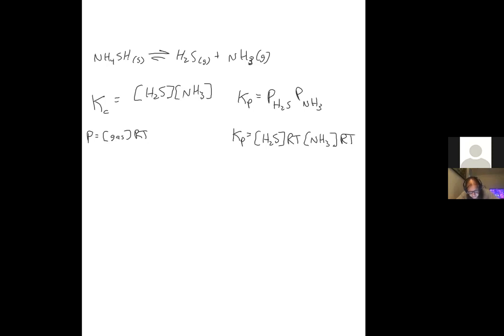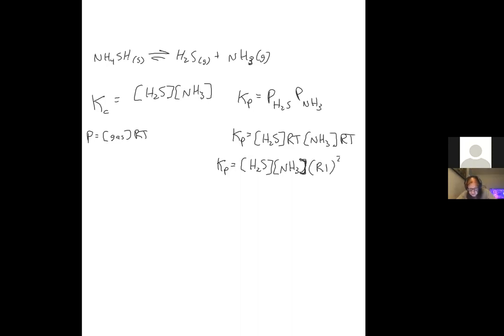So I'm going to collect terms. I'm going to put the H2S first, and then the NH3. And then I'm going to put the RT. I really should use a rounded bracket there because we're not talking about the concentration of RT. We're talking about RT.